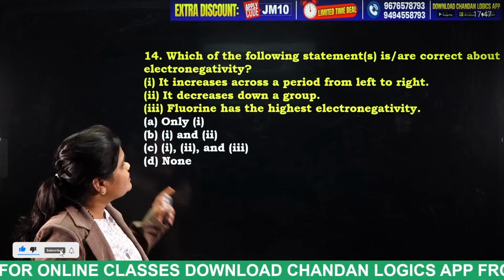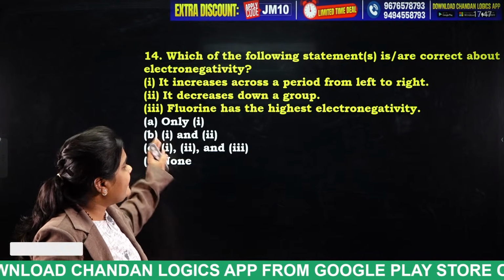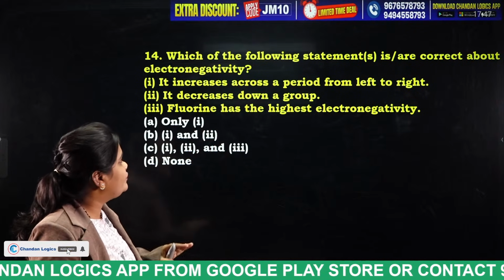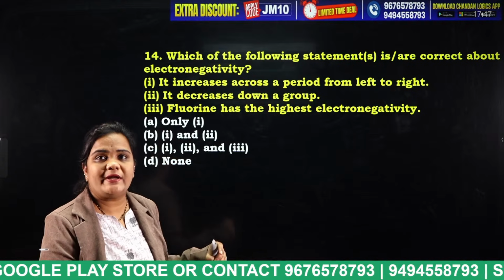Which of the following statements are correct about electronegativity? It increases across a period from left to right. It decreases down a group. Fluorine has the highest electronegativity.